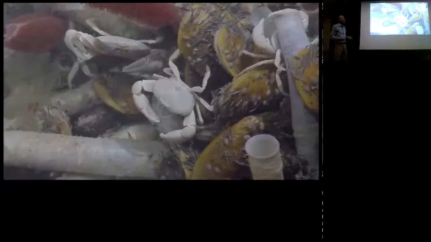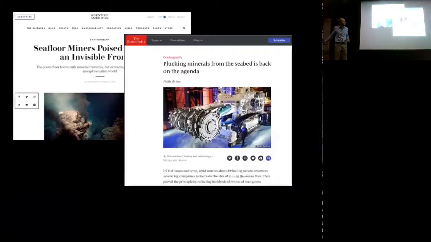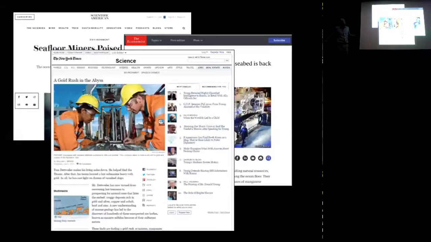At the same time, there's a push, again, society, we require resources, and here's the potential source for these resources. Here's an article from Scientific American, "Seafloor miners poised to cut into an invisible frontier." The Economist, "Plucking minerals from the seabed is back on the agenda." The New York Times, "The gold rush in the abyss." So there's a push to start mining the seafloor. Something like this has never been done before.